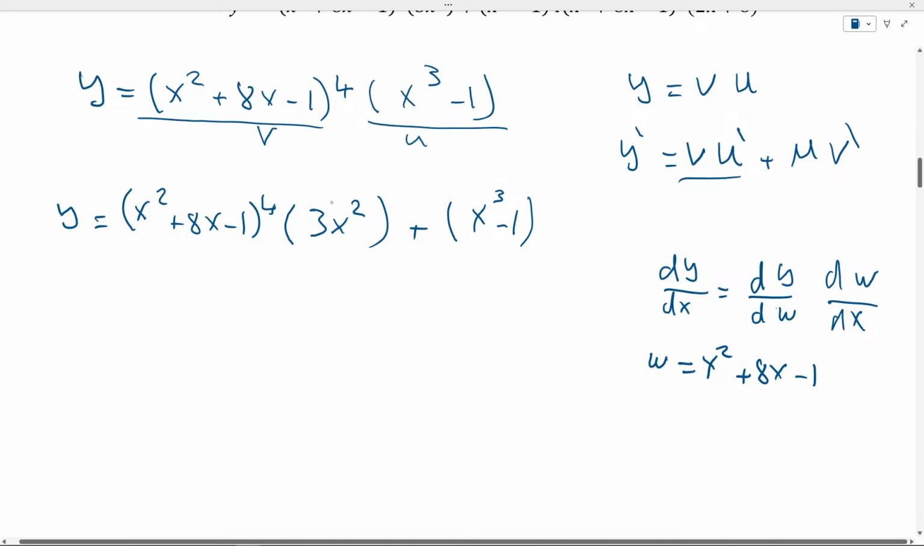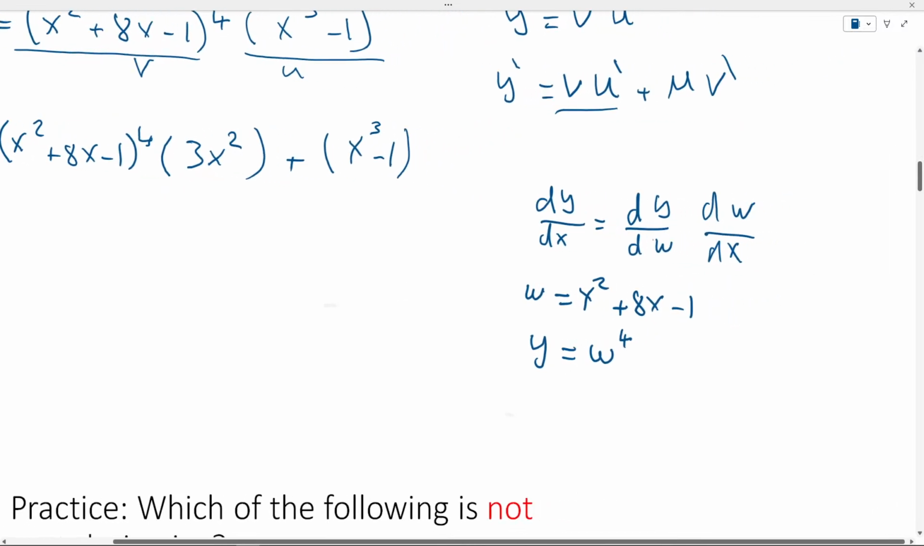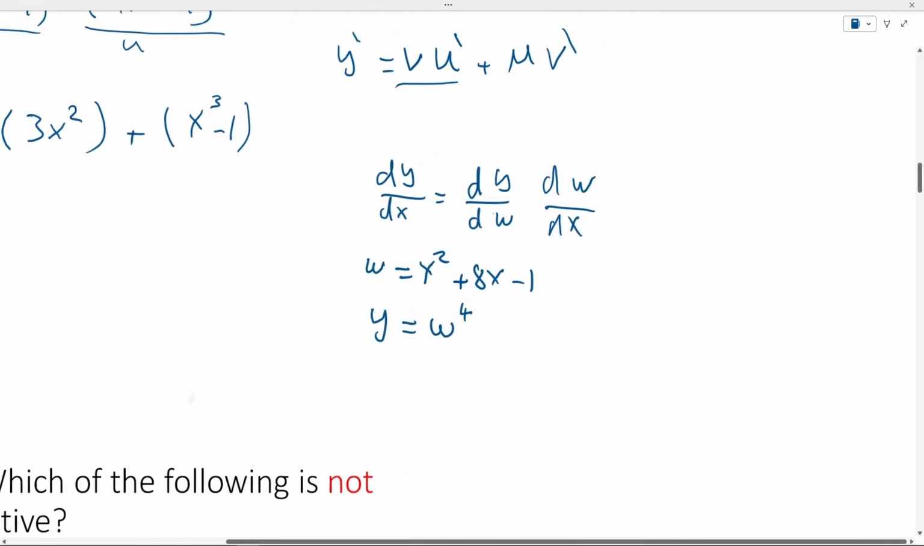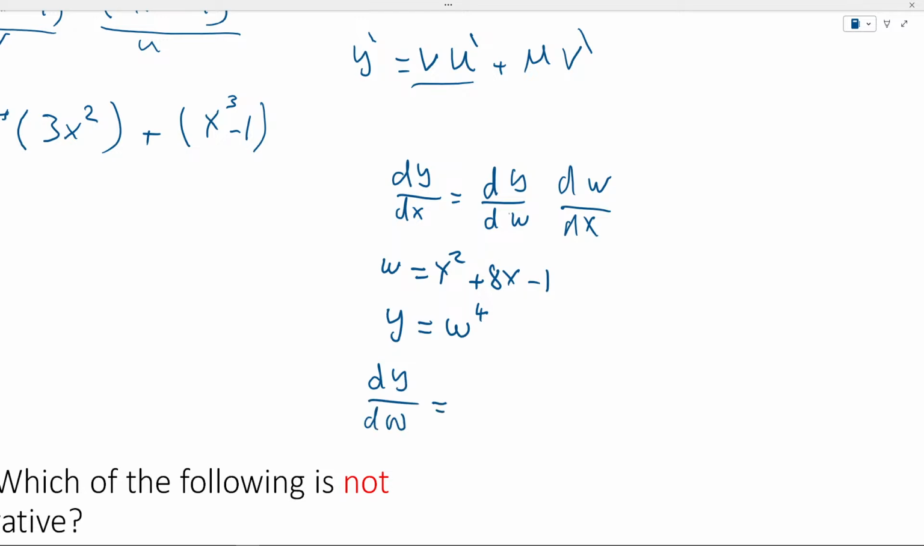Okay, so it's equal to this. Now my y is equal to w to the power of 4. Then can I find du, like du with respect to dw? Yeah, that is easy. That would be 4w to the power of 3.